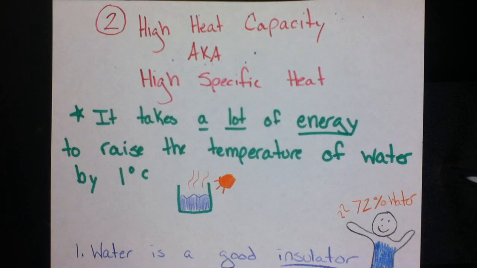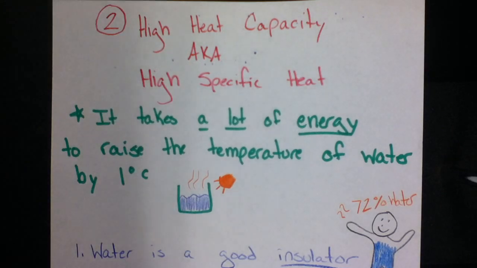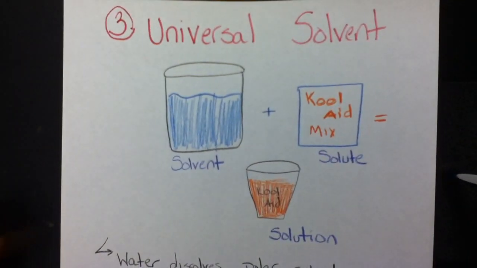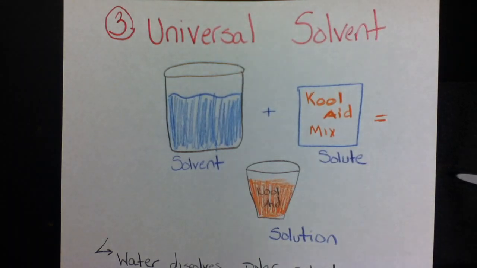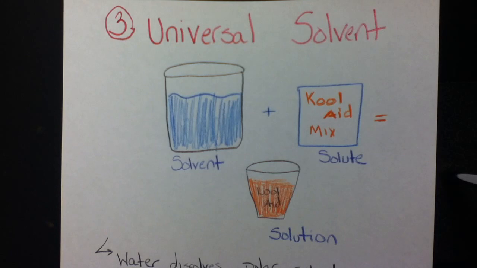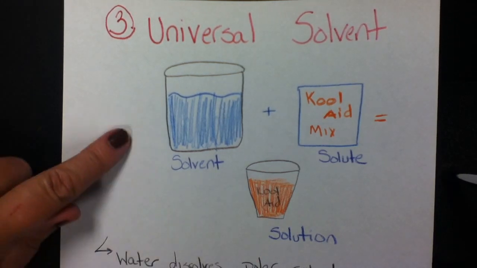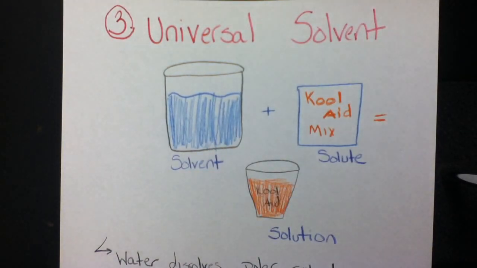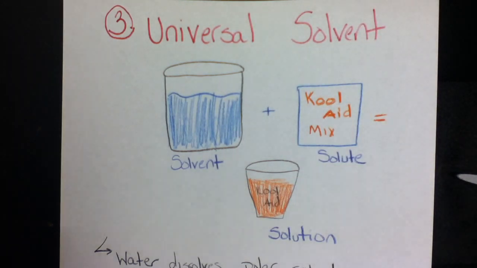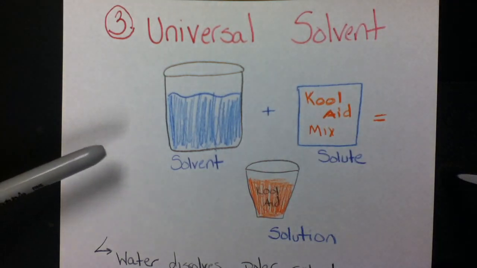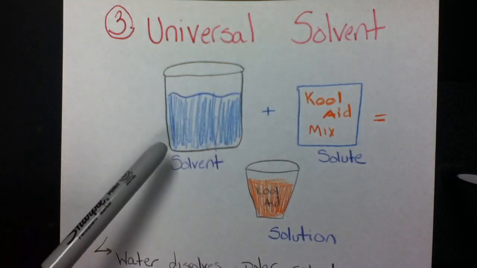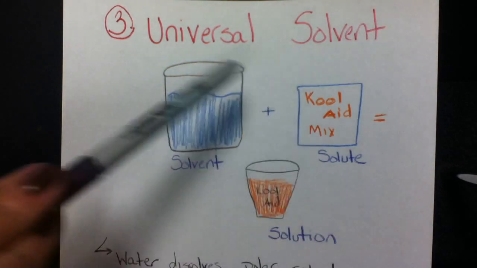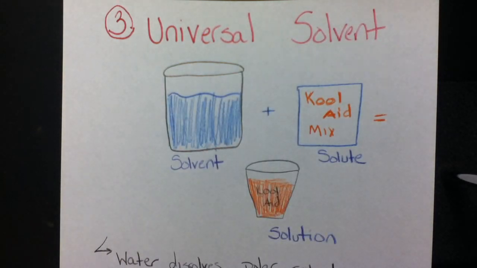The third unique property of water that enables it to support life on Earth is the fact that water is called the universal solvent. So just to review some vocabulary, a solution is made when you take a solvent and a solute and you mix them together. The solvent is what's present in a greater amount. The solute is what's being mixed into the solvent. So an example would be Kool-Aid.